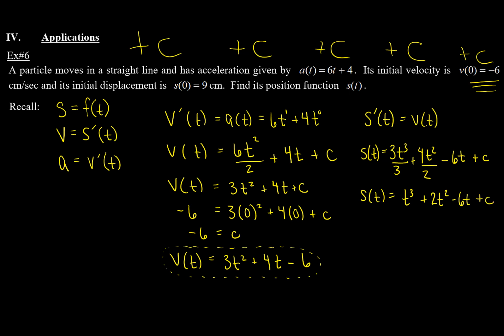So s of 0 is equal to 9 centimeters. So if I plug in 9 here and 0 in for my t's, it's always nice when they give us an input value of 0, because then it's easy to identify what your c is. And then this will give us our last piece needed for the final answer.